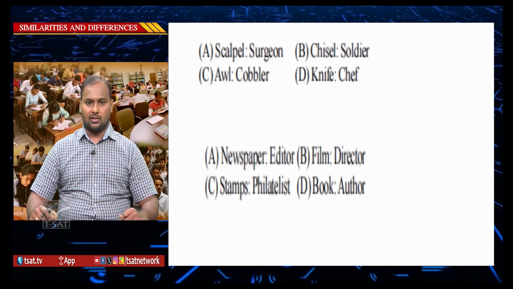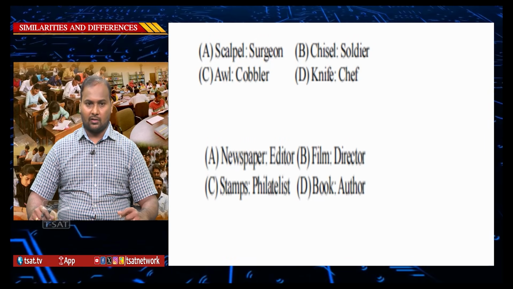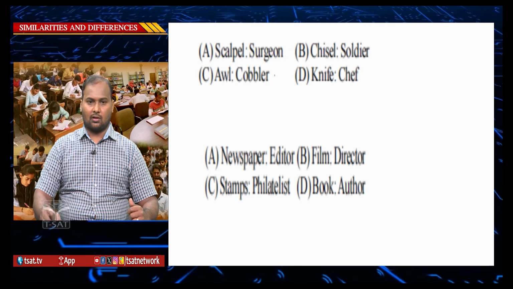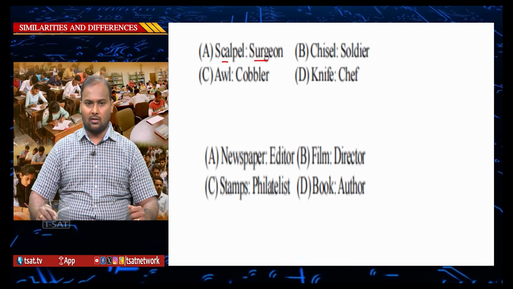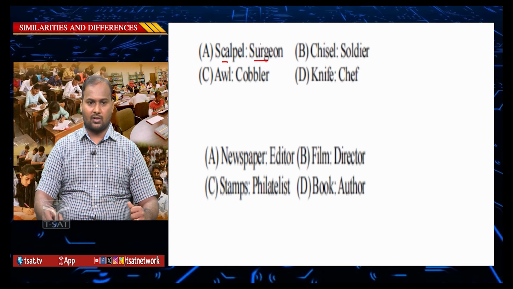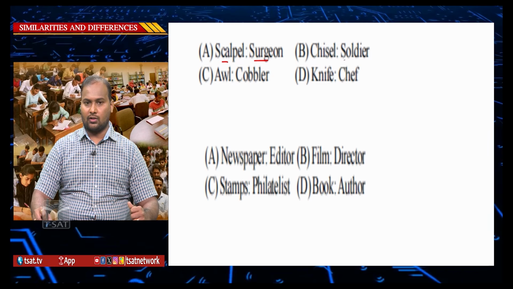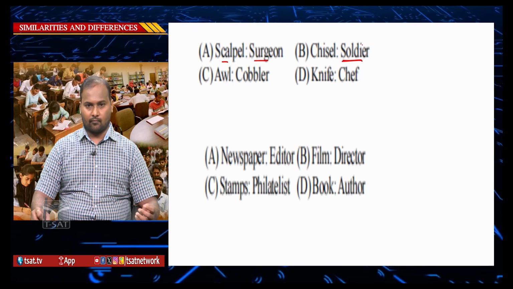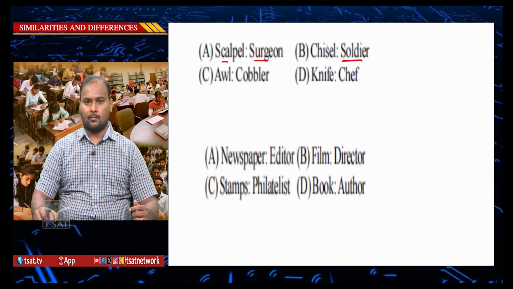Let's see the next question. In this question: scalpel surgeon, chisel soldier, awl cobbler, knife chef. The moment I see this question, there is a person and an instrument. On the right side you have a person, on the left side you have an instrument that is used by the person. For example, scalpel is used by a surgeon. In the same way, chisel is used by soldier? No, this is wrong. Obviously, the soldier uses a gun. Soldier uses gun. So here instead of chisel, your answer should be gun.